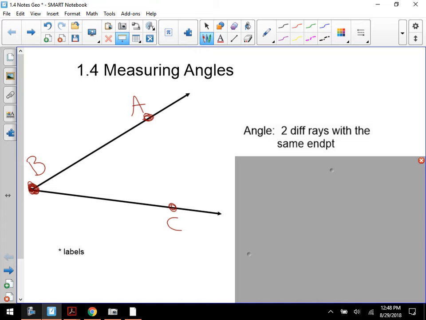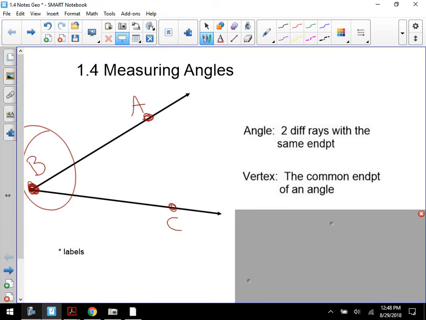What's that point called in an angle? Where they change, what's that? You said vertex, very good. So that common endpoint is called a vertex. So the common endpoint of an angle is called a vertex.